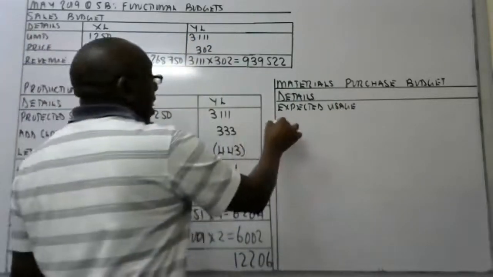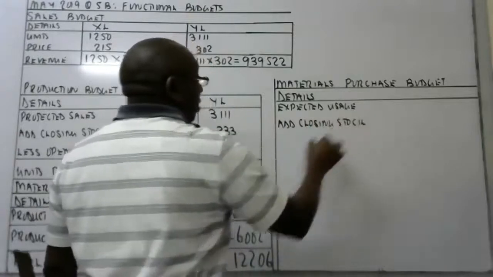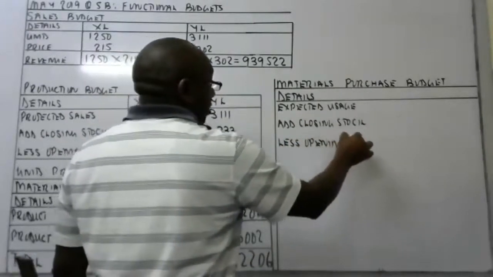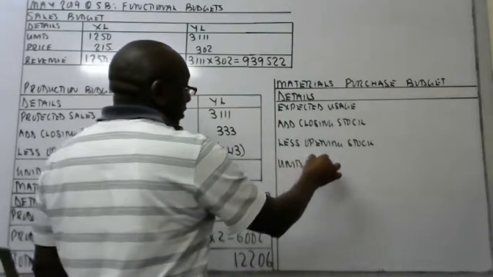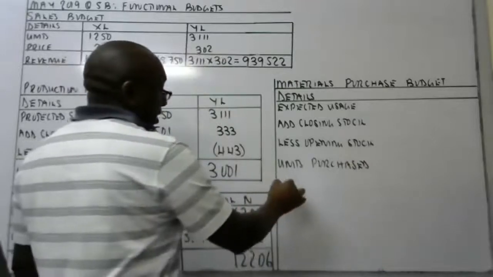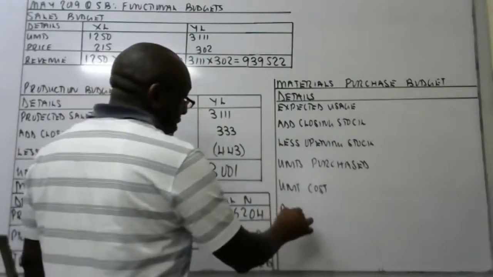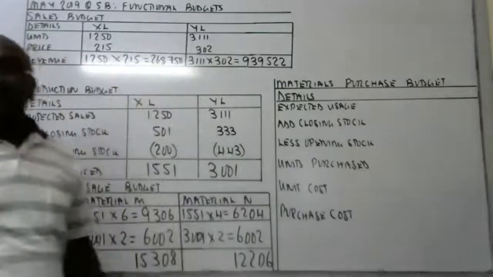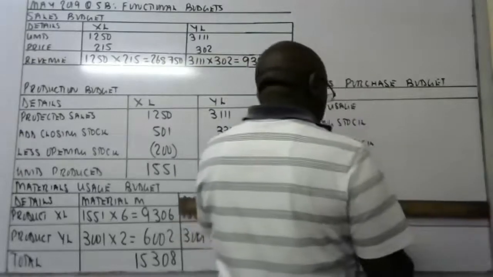Then again, you say add closing stock, then less opening stock. And then you get units purchased, or units to purchase. Then you bring unit costs. And finally, you will get something we call purchase costs.